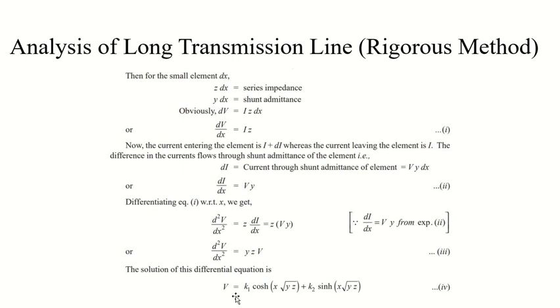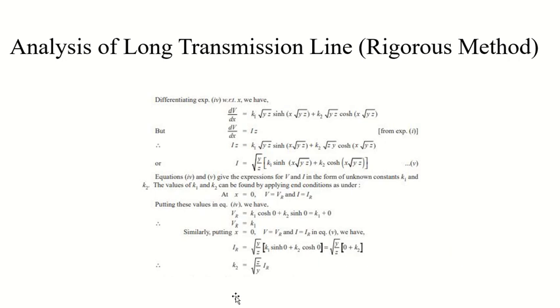So we know what the value of v is. Let's try to take dv by dx. When you take dv by dx, as you can see here, it will be k1 root yz.